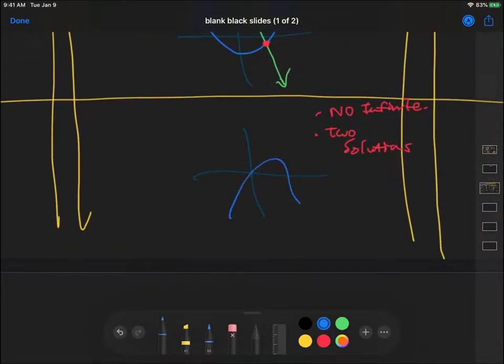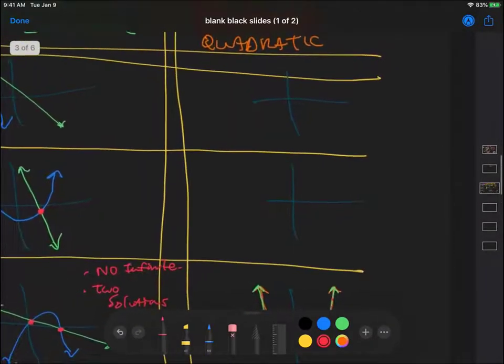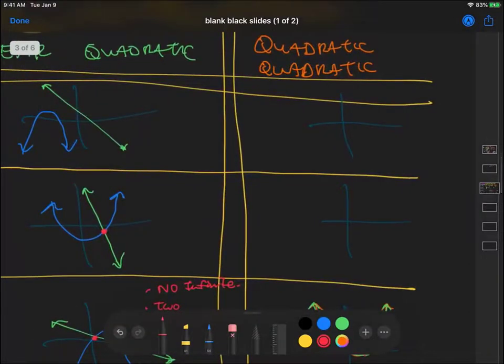Yeah, you just have a, and somehow it goes this way, right? Then your two solutions are going to be there and there, okay? And let's do the quadratic and quadratic. Can we have it where it has no solutions? Can you think of something? How about this?